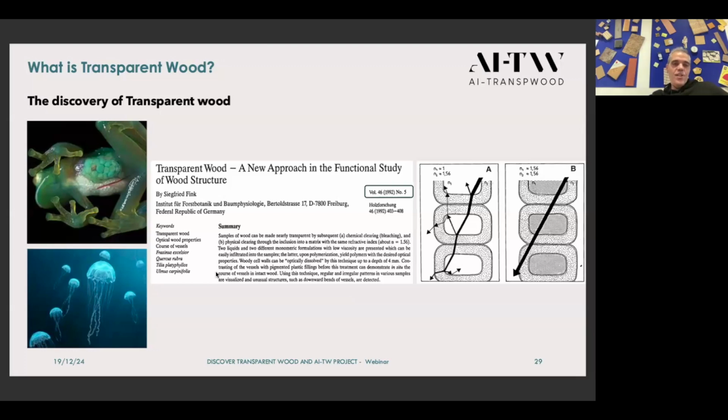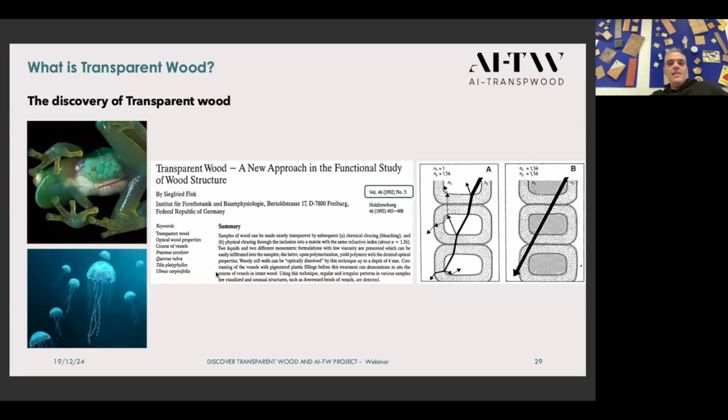So nature offers some nice examples of transparent materials. I put just two examples on the left part of the slide. So the jellyfish, and there's also an animal that is called the glassy frog. The name glassy refers to the fact that the skin is transparent and you can see the inner parts under the skin.